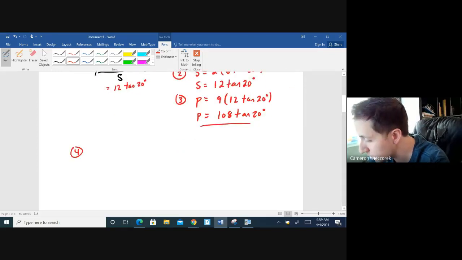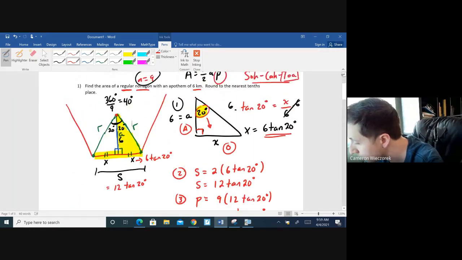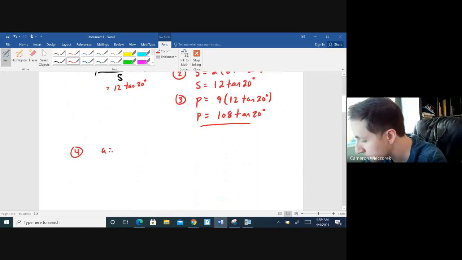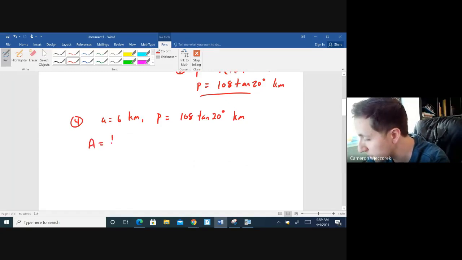Now, last step, we crank out the area. The apothem we already had. They gave it to us in the problem, and it was 6. Let's double check that. Yeah, apothem was 6. So I'm going to write down my givens: 6 kilometers, and my perimeter is 108 times the tangent of 20 degrees. If you want to put kilometers now, you can. You don't have to.